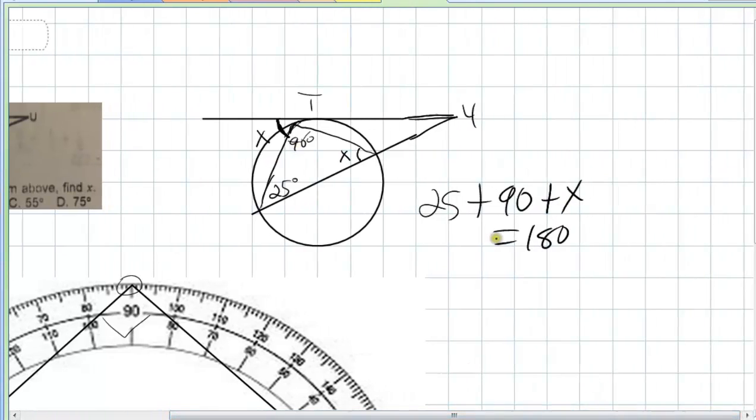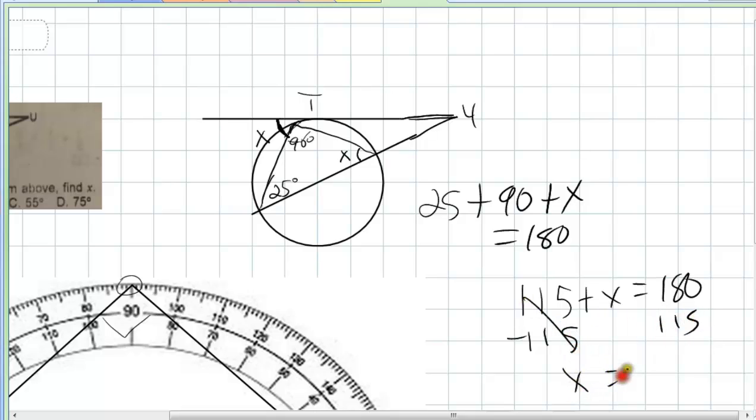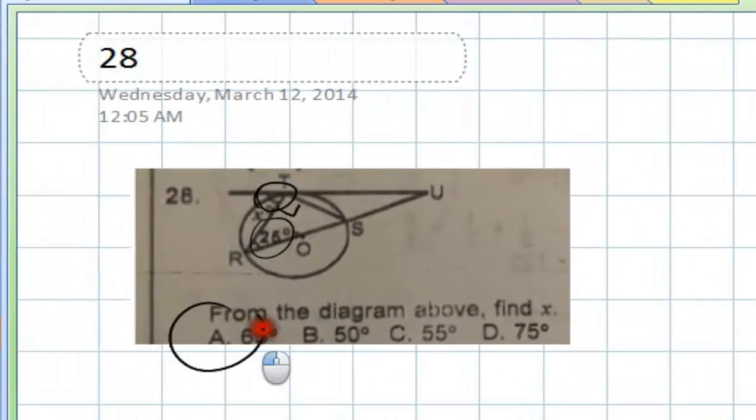So let's go ahead and keep going. So 90 plus 25 will give us 115, and then plus x is equal to 180, and I'm going to subtract 115. So then x is equal to, and so there we go, x is equal to 65 degrees, which is your option right here.